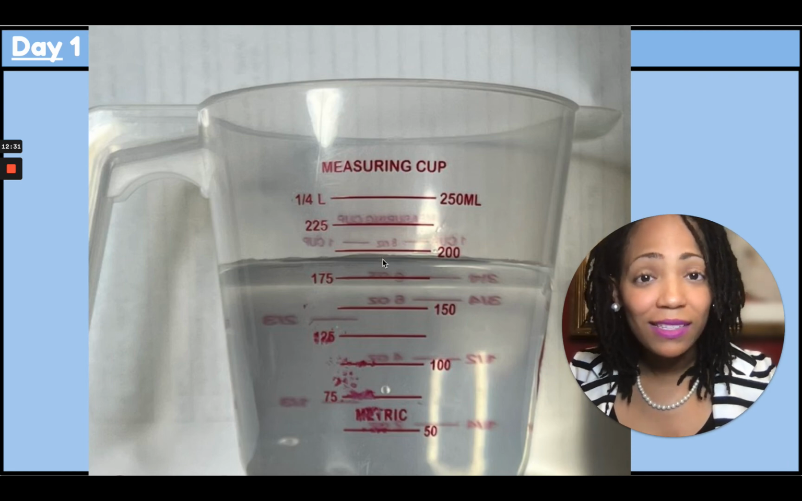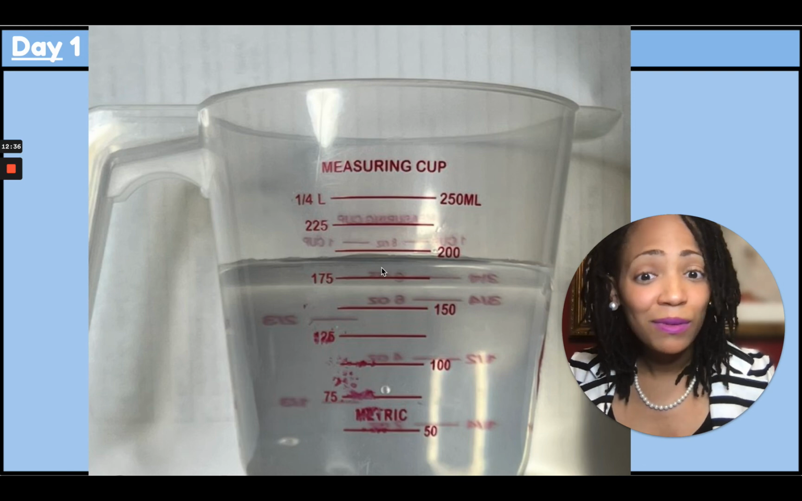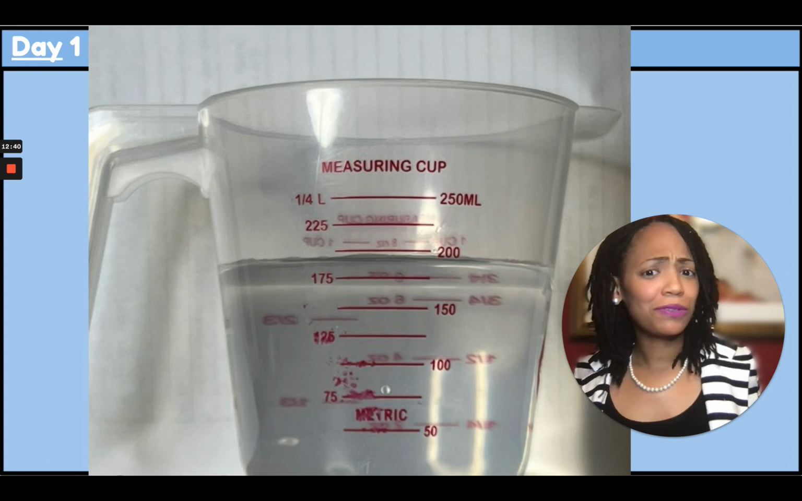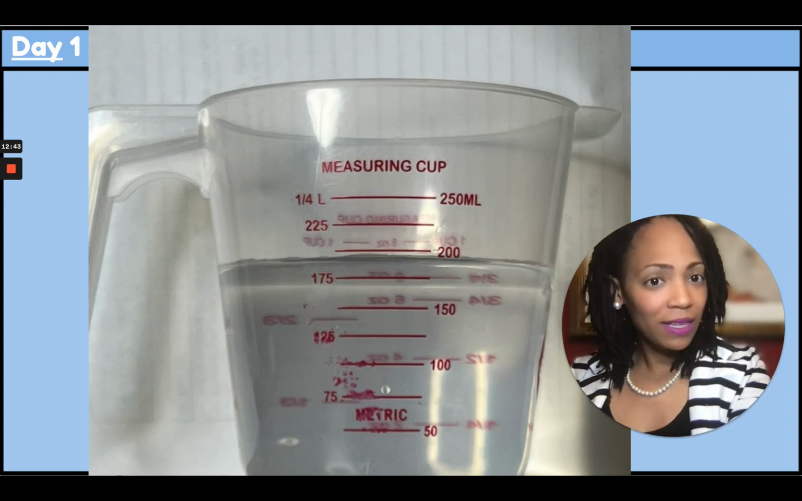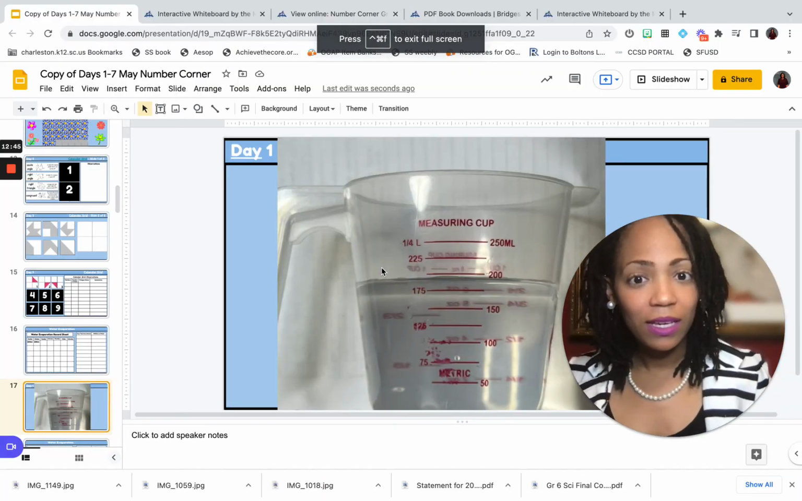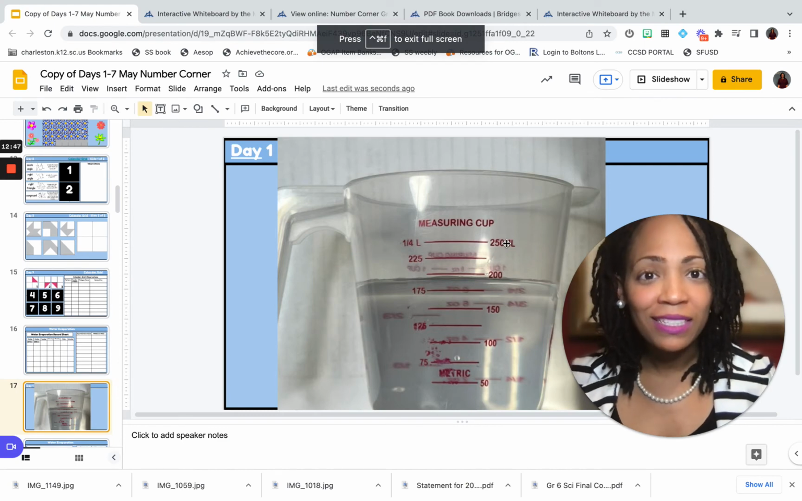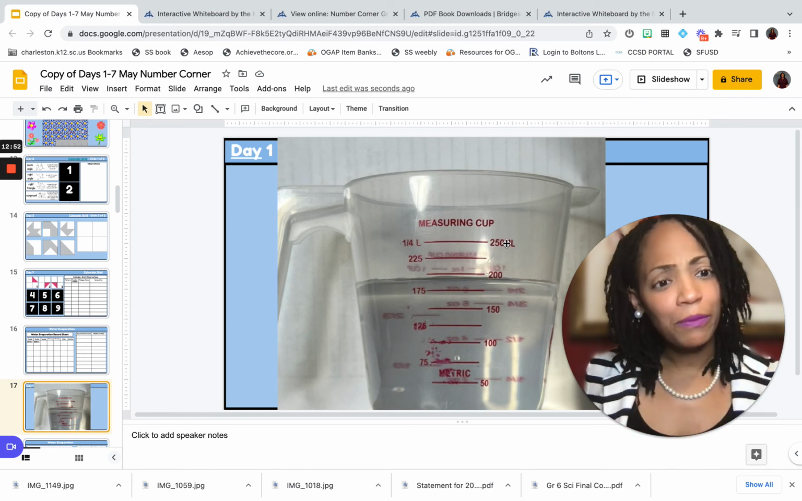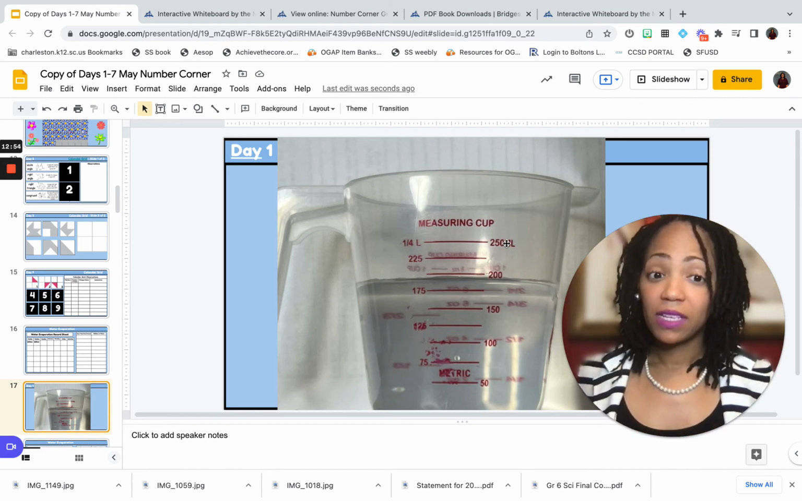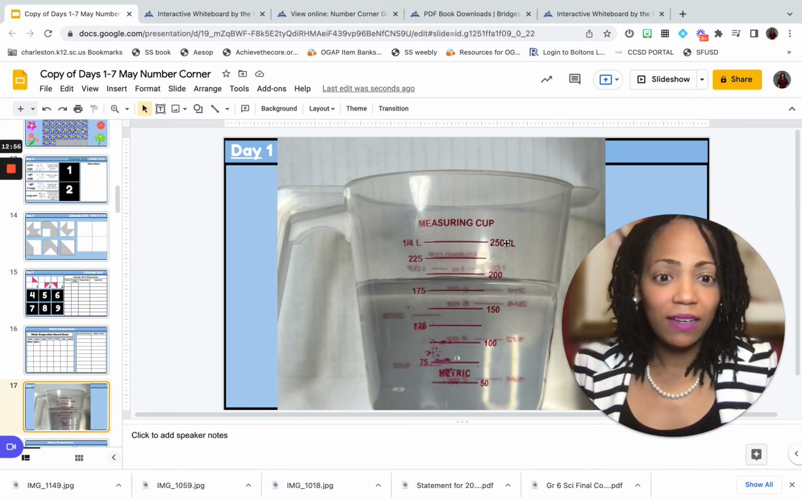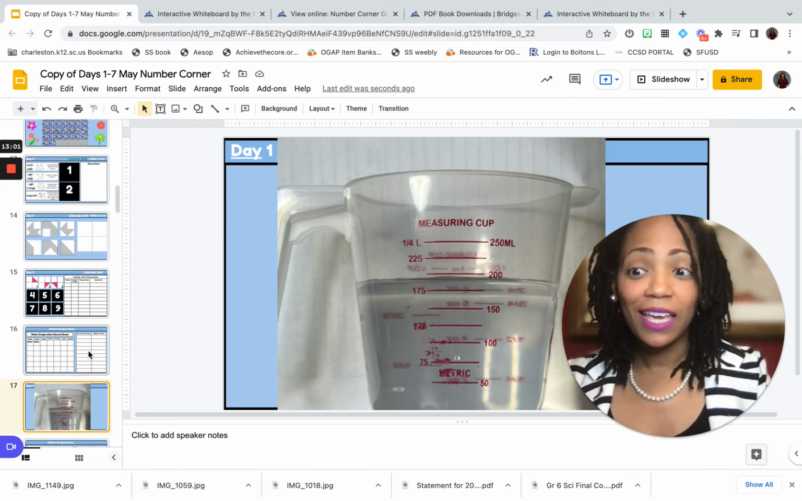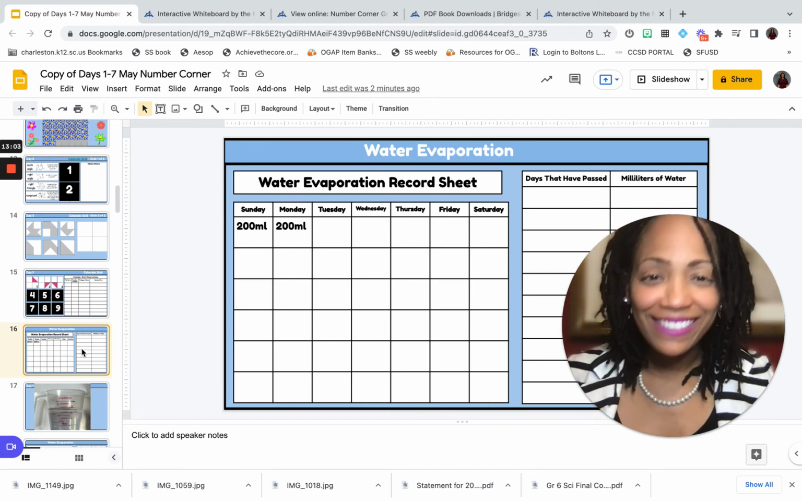Would that be a good estimate? Yeah, because it might have only evaporated about 5 milliliters, maybe even 6 or 7. So that was a lot, don't you think? Remember that question I asked you guys yesterday about, I wonder, would it evaporate at the same rate? So if this is the rate, I wonder when the water might be gone. I guess we'll have to wait and see.